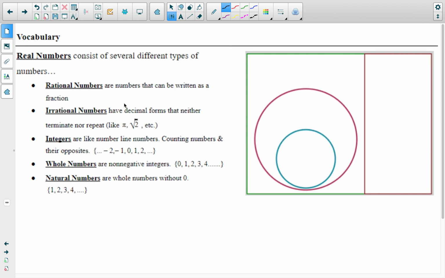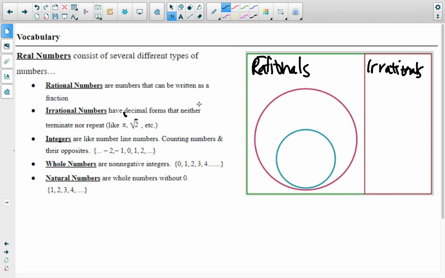Rational numbers and irrational numbers, it's the first major division. So you've probably seen this type of diagram before. And on the left side we have rationals, and on the right side we have irrationals. Rationals are anything that can be written as a fraction or decimals. Another common definition is decimals that terminate or repeat. Irrational numbers have decimal forms that neither terminate nor repeat. So some examples of irrational numbers are pi, square root of 2, the square root of a lot of other numbers as well that are not perfect squares. Those end up being irrational, okay?